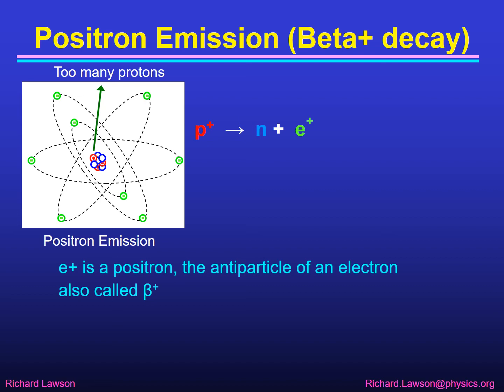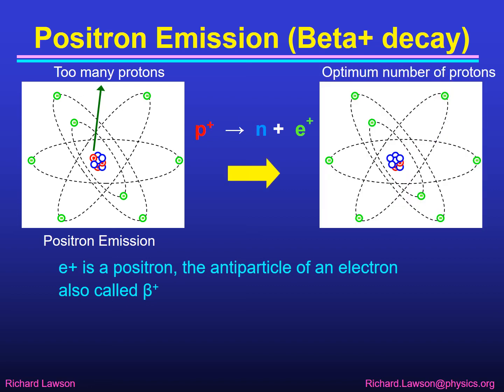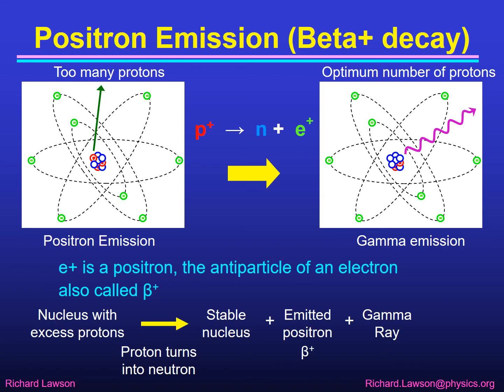It's the antiparticle of an electron. Because the electron is often called the beta particle, the positron is sometimes called a beta plus. So you see we had a proton in the nucleus which turned into a neutron and gave off this positron. So we now end up with the optimum number of protons again, and the excess energy comes off as this gamma ray. So a nucleus with too many protons turns into a stable nucleus with this emitted positron and the energy coming off as a gamma ray by the proton turning into a neutron.